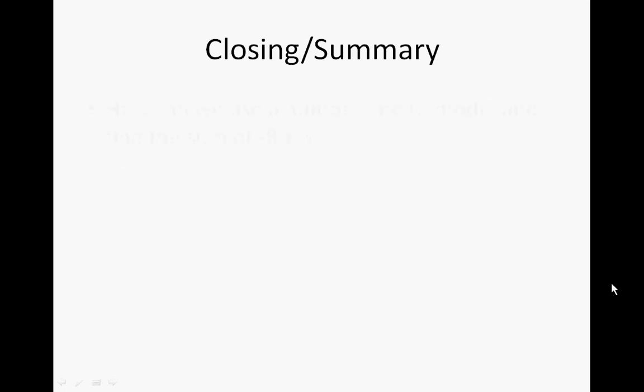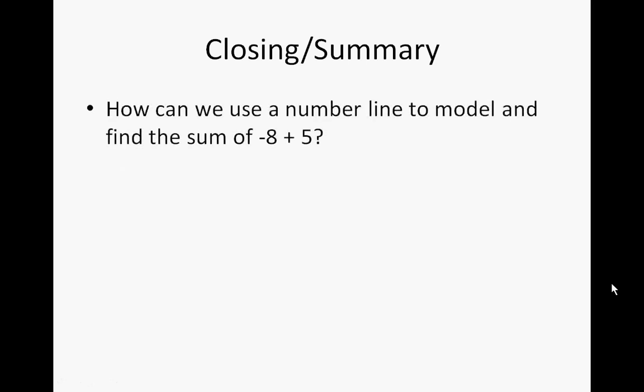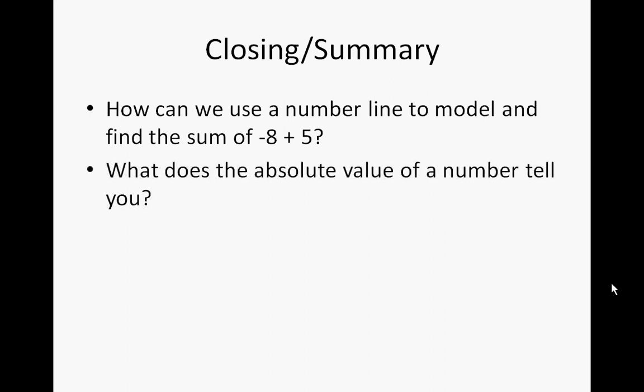All right, so let's wrap this up. So how can we use a number line to model and find the sum of -8 plus 5? You should be able to explain that in your own words. And what does the absolute value of a number tell us about the vectors on a number line?